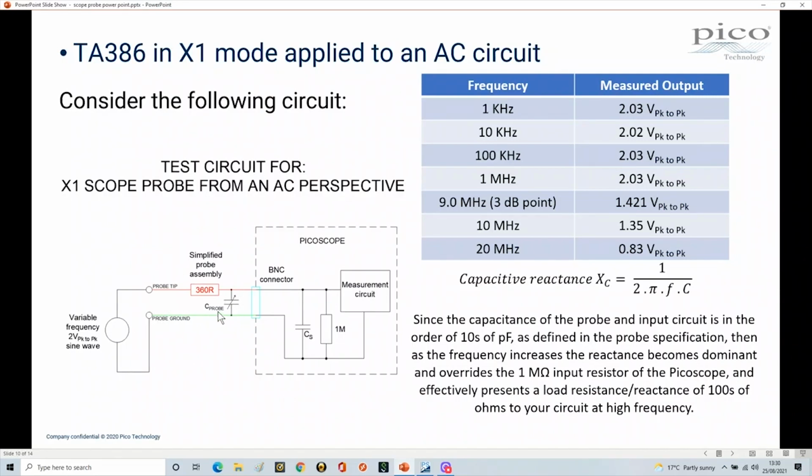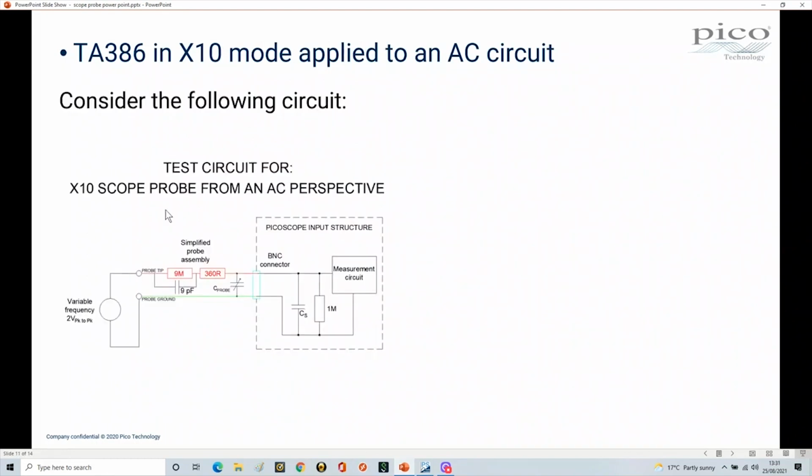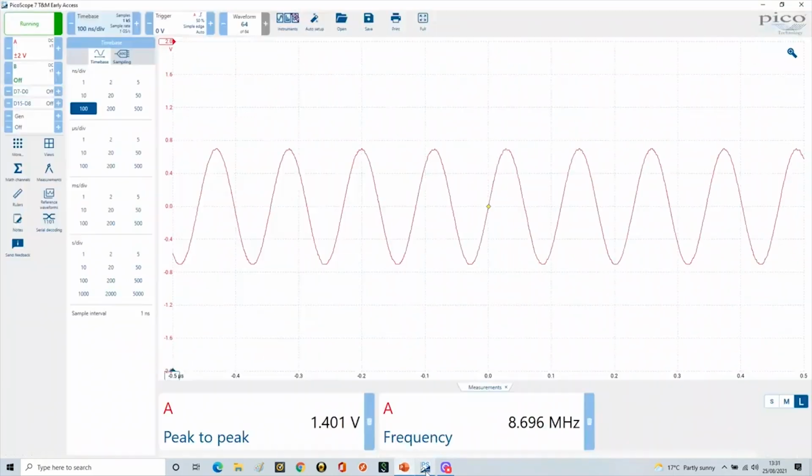And so you've got to be careful when you're using ×1 probes for high frequency work, not only because of the restriction of the bandwidth anyway, but because of the reactive component that's in there as well. So what we're now going to do is look at this from a times 10 perspective. So let's go to the times 10, and here's the circuit for the times 10. And what I'm going to do here is move to my PicoScope, and I'm now going to change my probe to times 10.